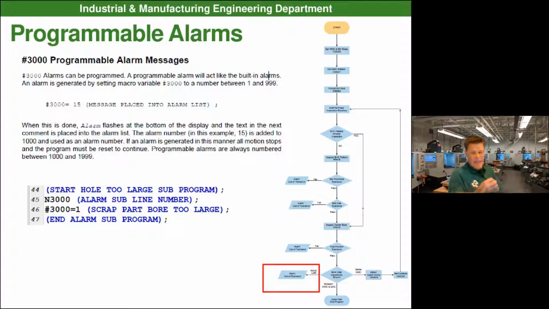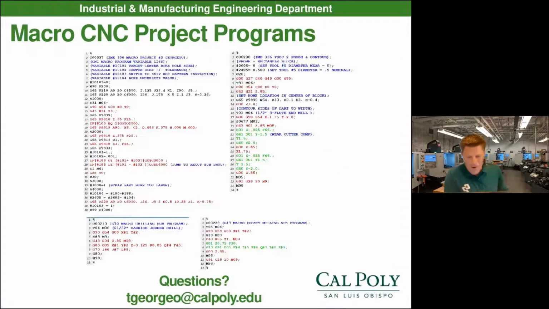And last but not least, if you have to program in an alarm at any time, #3000 equals 1, 2, 3, any number between 1 and 99, and put in parentheses what you want it to say. My students have fun with this one, but only appropriate for school though. So that's pretty much my CNC macro introduction and my project. If you look, I've condensed the program. This is the entire program that ran that, the macros without comments.